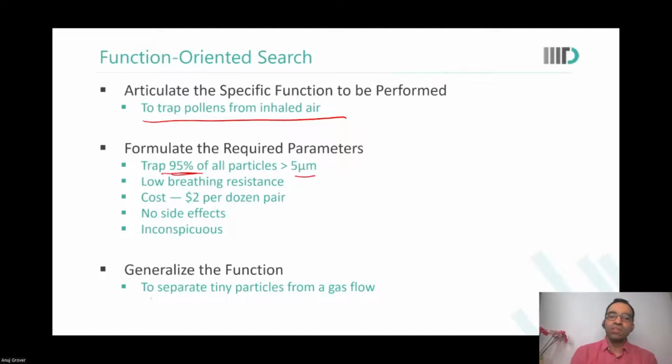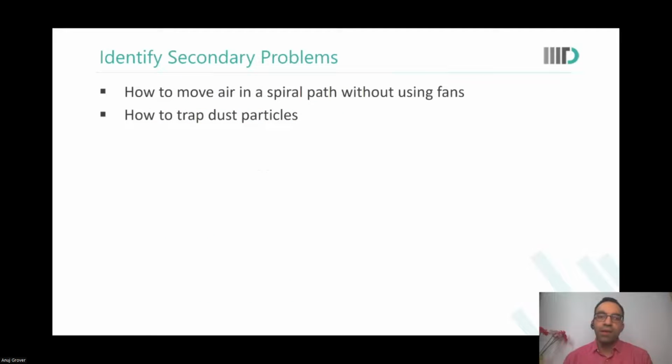The generalized function was to separate tiny particles from a gas flow. We already looked at the technology of the cyclone, the industrial cyclone there. Now, what is the problem? The problem is how to move the air in a spiral path without using fans. In an industrial collector, they may have fans to run the air in that path. We don't have that. How do we create a fan in our nose? And then how to trap the dust particles? For them, they simply drop them. But over here, if you drop dust particles, they will come onto your lips. You don't want to do that. So how to trap the dust particles also? That is another secondary problem over here.